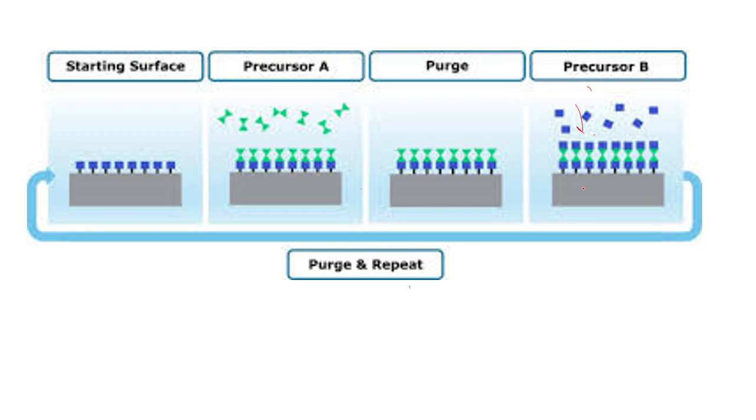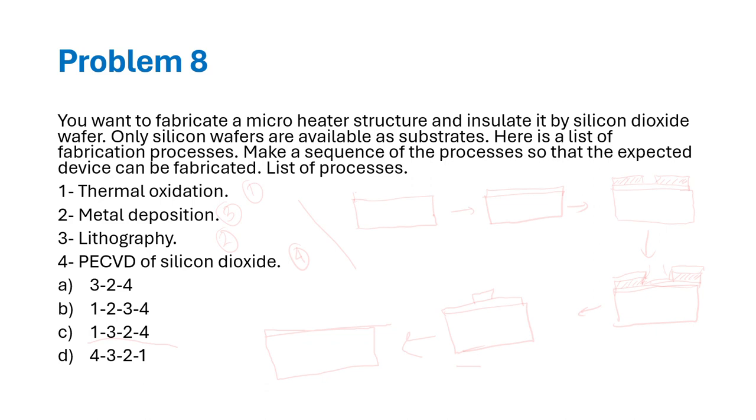So next we'll move on to problem 8. You want to fabricate a micro heater structure. You would have learned about the micro heater structure in the first week, insulated by silicon dioxide. Only silicon wafers are available as substrates. Here is a list of fabrication processes. Make a sequence of the processes so the expected device can be fabricated. The list of processes are: first one is thermal oxidation, second is metal deposition, third is lithography, fourth is PECVD of silicon dioxide. PECVD is plasma enhanced chemical vapor deposition.